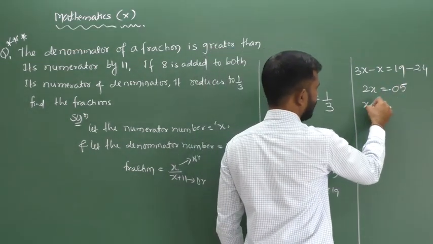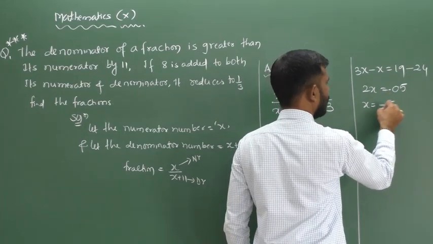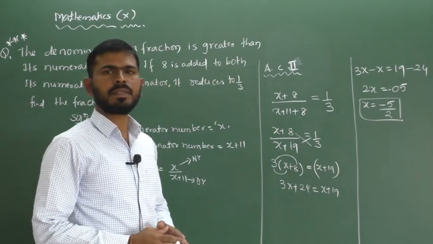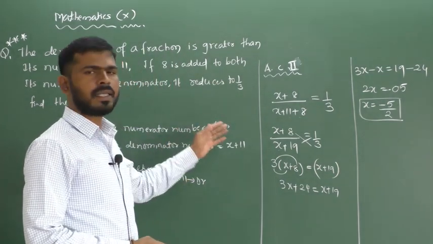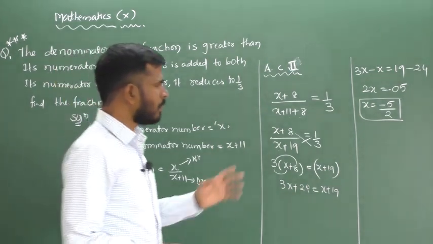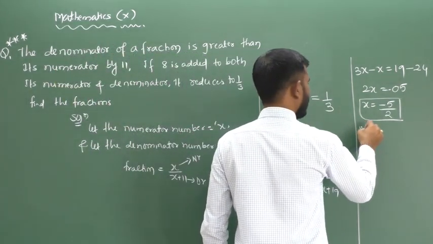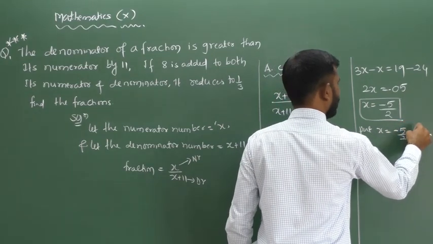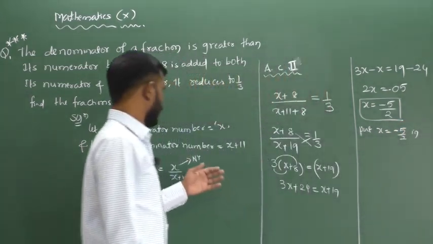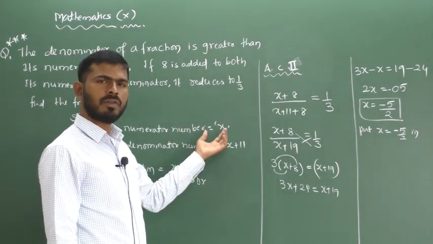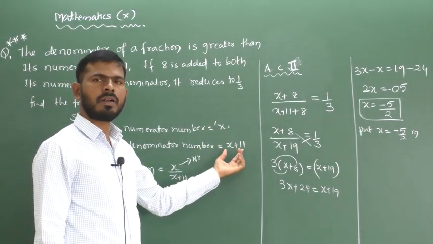So x equals minus 5 into 2, which means it is divided by 2. So this is the x value. Here x means we consider the numerator of the fraction is x, that is minus 5 by 2. Suppose I have to substitute x equal to minus 5 by 2 here. So this x, you already got the numerator. The denominator you have to find out.